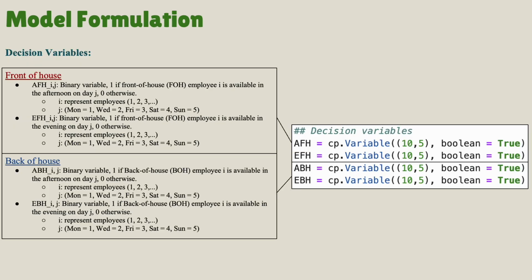For our model, we decided to use 4 decision variables that are divided between the front of house and back of house employees. These are then further divided into the afternoon and evening shifts. These are binary variables that represent whether or not an employee is scheduled to work a specific shift.